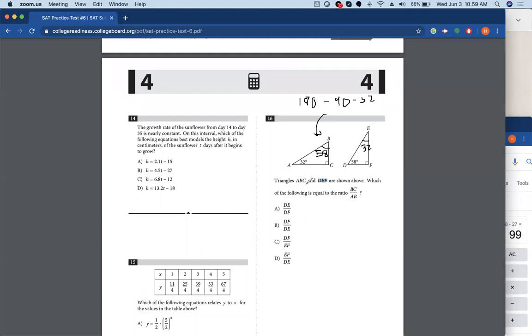Okay, triangle of this. Which of the following is equal to the ratio of BC over AB? So we know BC is this side. AB is, where is AB? Oh, this side. Right, so we need to have the same sides on this triangle, and they're going to be equal ratios. So this side over here, we see it's 58 to 90. It corresponds to this side, DF. And this side over here, 58 to 32, corresponds to this side, DE. So our answer is going to be DF over DE, which is B.